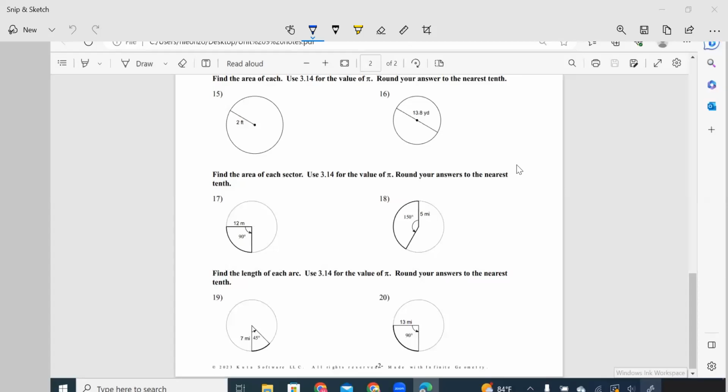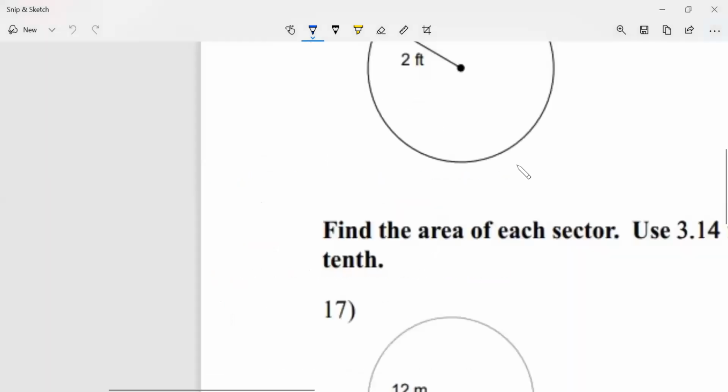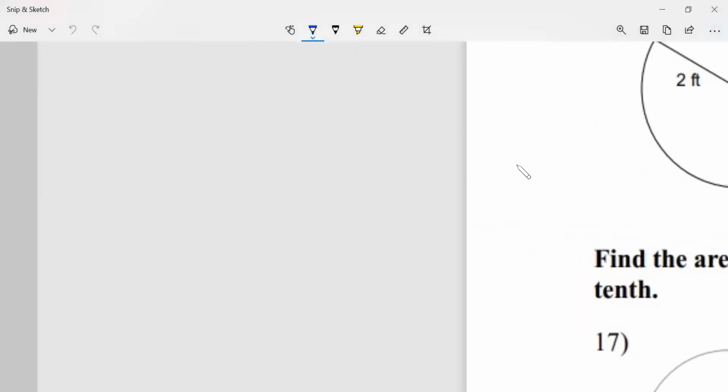Okay, so for today we're going to be working with circles, but let me explain something about circles first. Let's assume that what I'm about to draw is a circle. And on a circle, we have a radius, right? The radius is from the center to the edge of the circle. We're going to call it the radius.